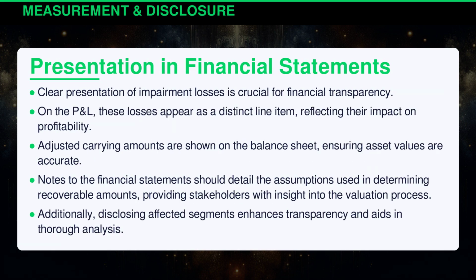Clear presentation of impairment losses is crucial for financial transparency. On the profit and loss, these losses appear as a distinct line item, reflecting their impact on profitability. Adjusted carrying amounts are shown on the balance sheet, ensuring asset values are accurate. Notes to the financial statements should detail the assumptions used in determining recoverable amounts, providing stakeholders with insight into the valuation process. Additionally, disclosing affected segments enhances transparency and aids in thorough analysis.